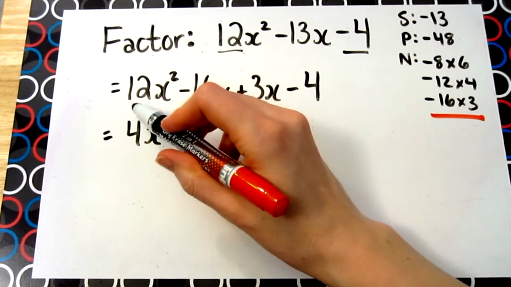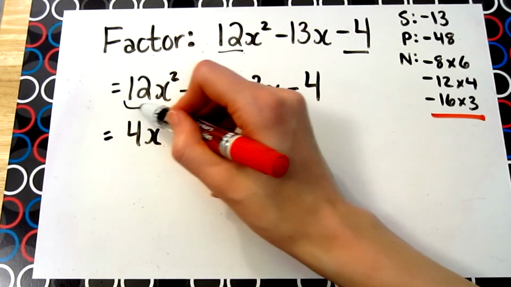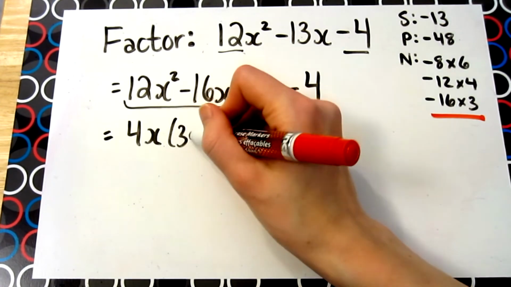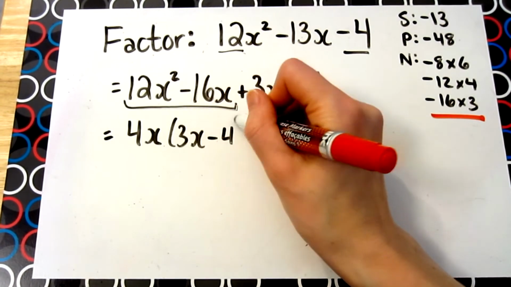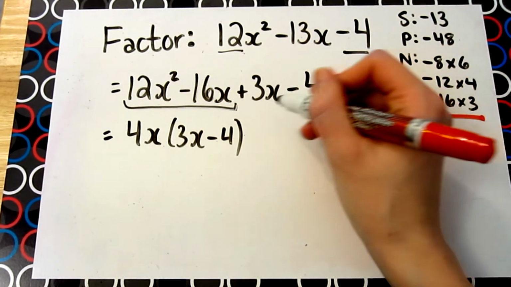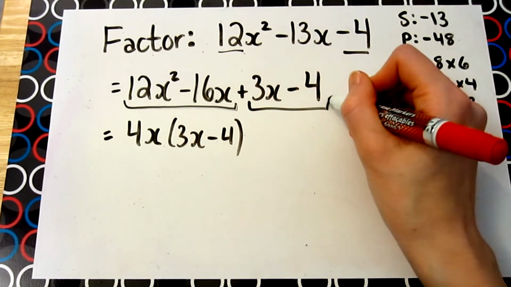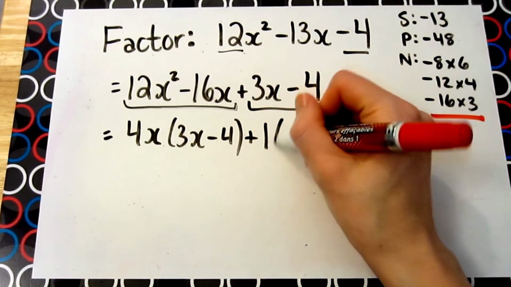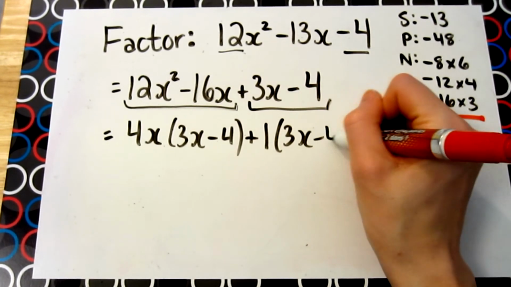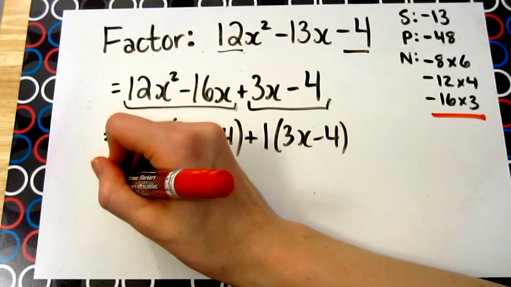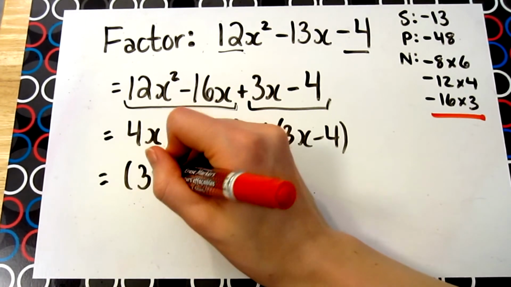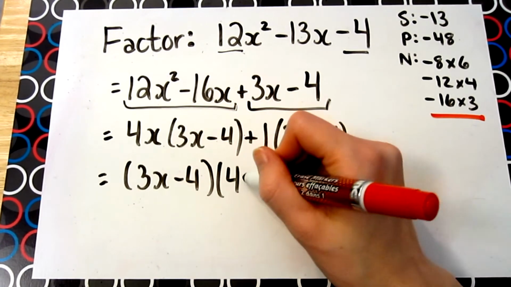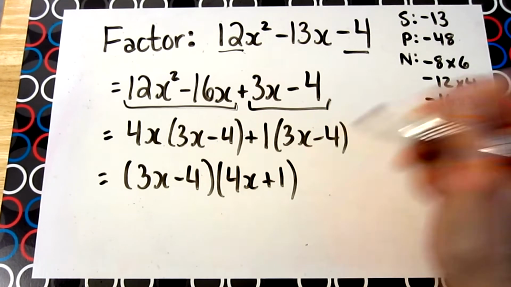So in the first set of terms, that's these ones here, we have a common factor of 4x, leaving us with 3x minus 4. And in the second set of terms, there's no common factor, so we just factor out a 1 and leave 3x minus 4 as is. And finally, we're left with 3x minus 4 multiplied by 4x plus 1.